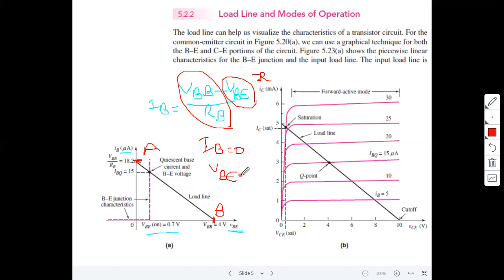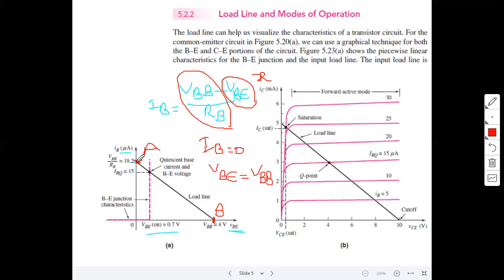VBE is equal to VBB. Okay. Now, if you connect these two points, point A and point B.